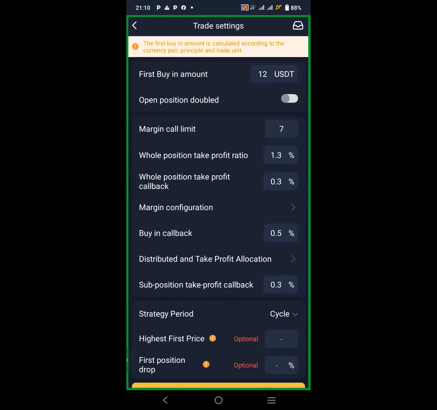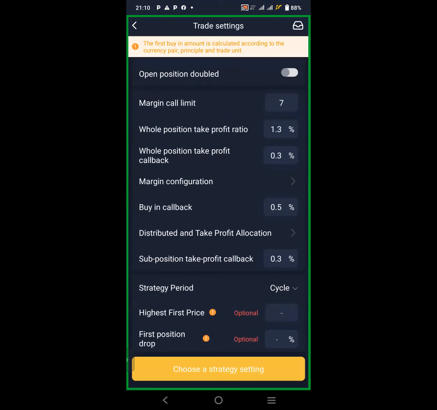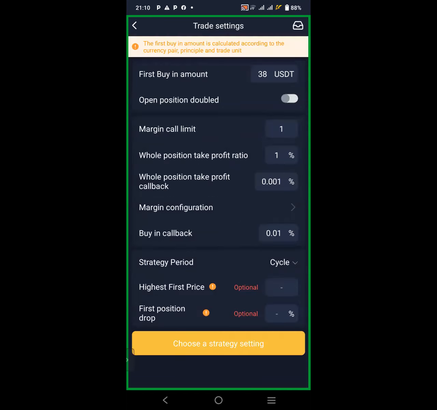And then right at the bottom, you will see there's a choose strategy. Choose a strategy setting, and then now click anywhere. You can click where there's number 1 there, select that strategy. That is the strategy we created. Now we are happy, the settings are according to what we want.